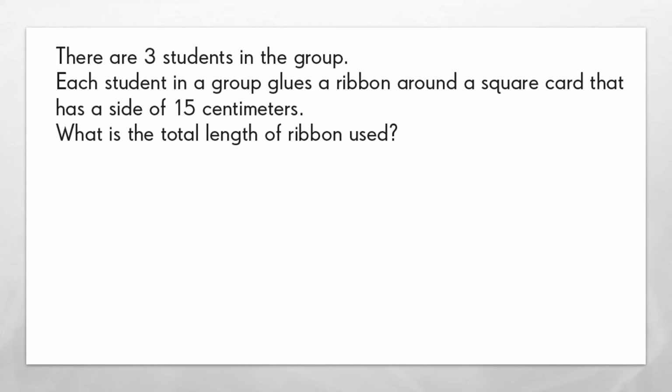There are 3 students in a group. Each of them glues ribbon around a square card that they have. And each side of the square card has 15 centimeters. What is the total length of ribbon used? So I'm going to read it again and make sure I understand what's happening. There are 3 students. They each get a card, and they glue ribbon around this, and it's a square card. Okay. Each side has a length of 15. What is the total length of ribbon?